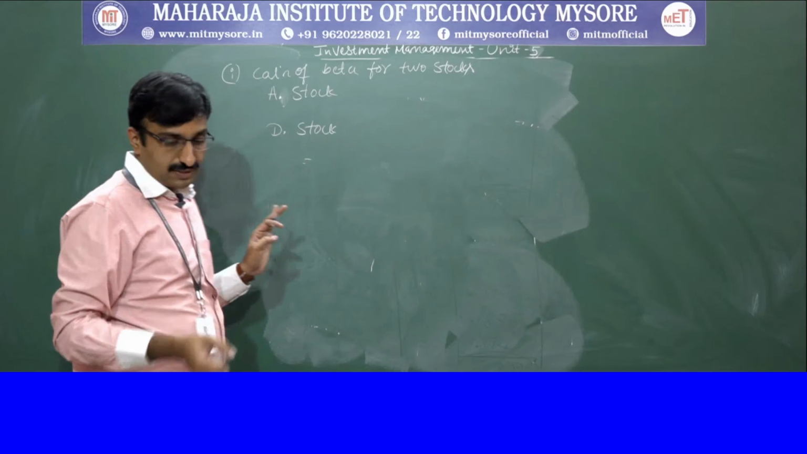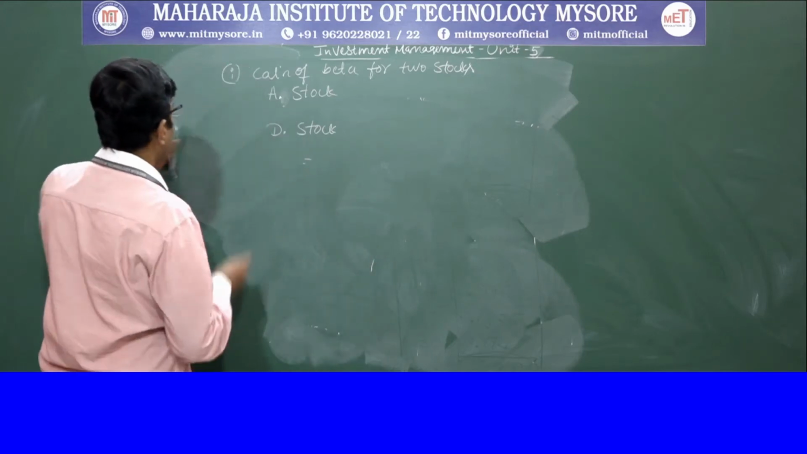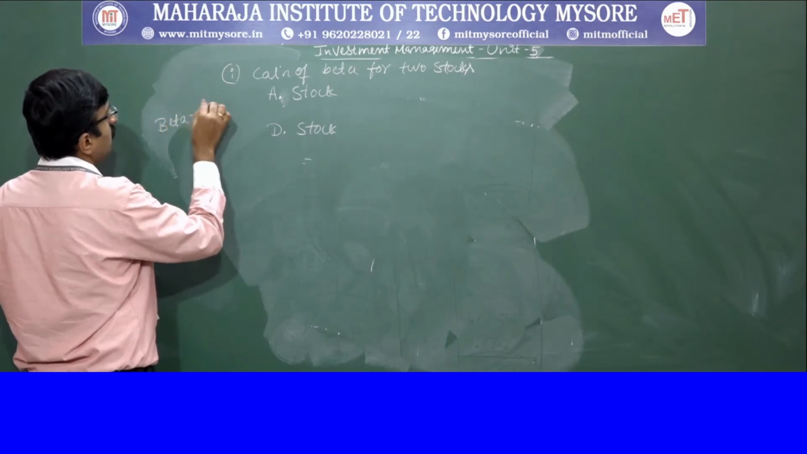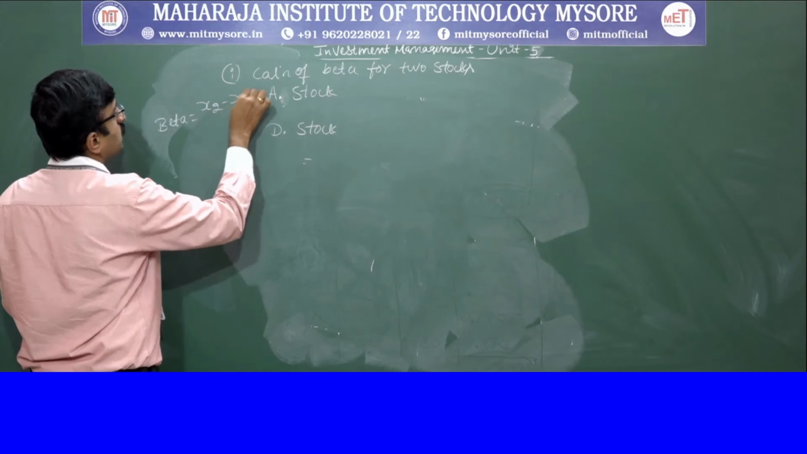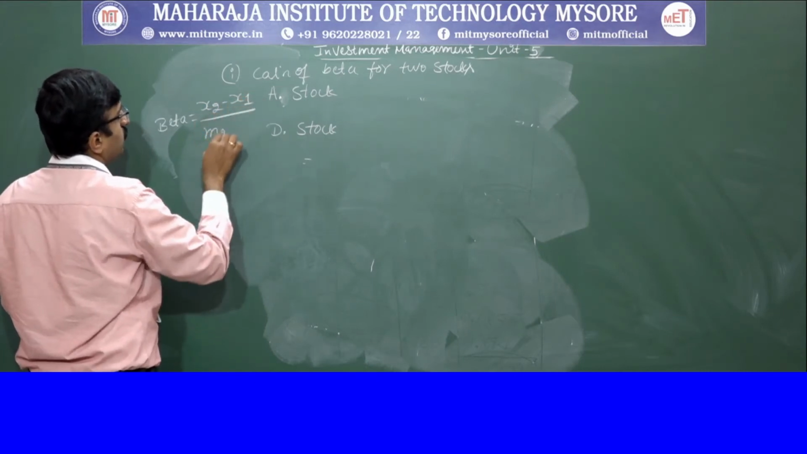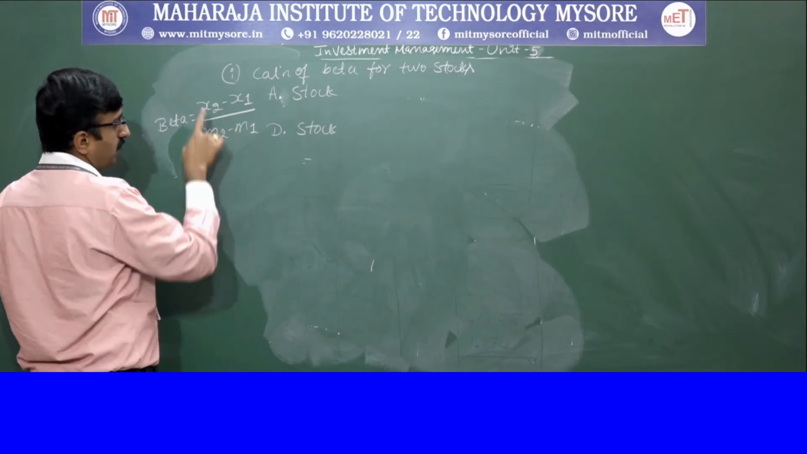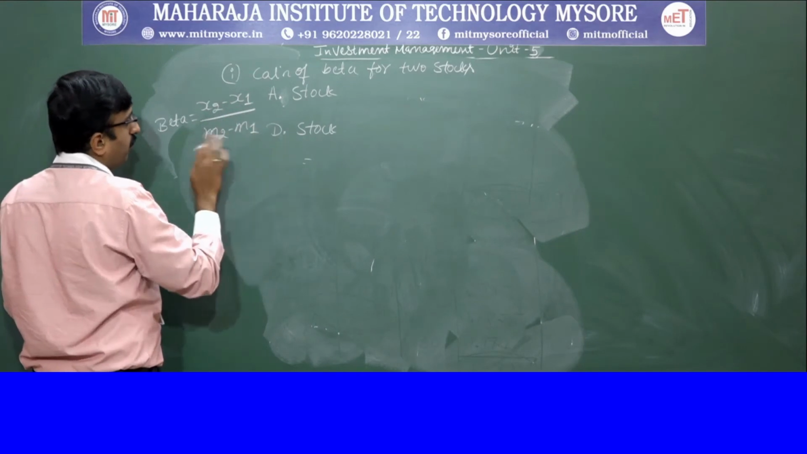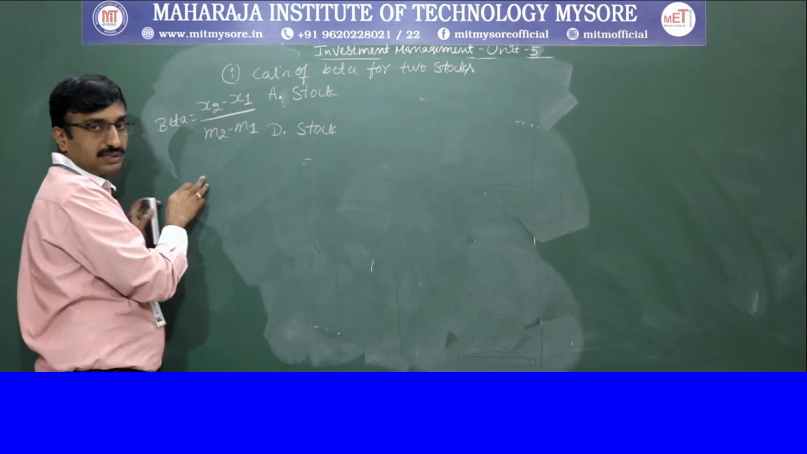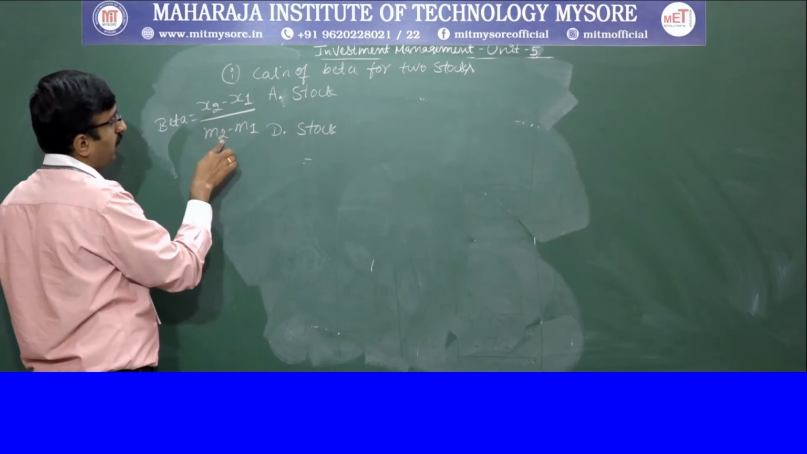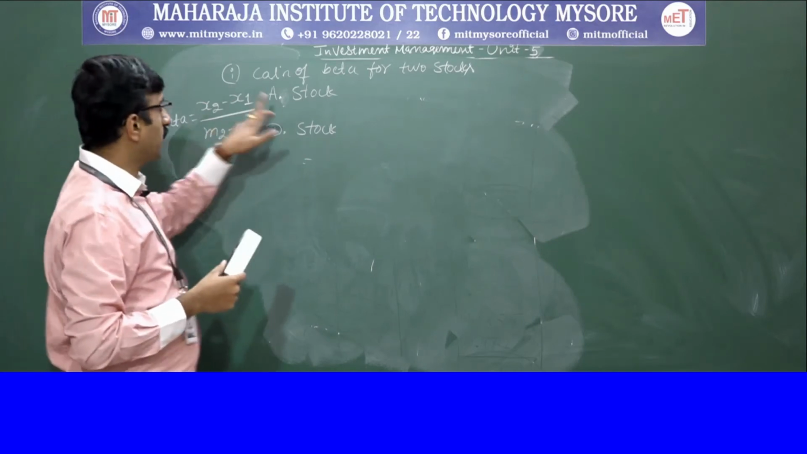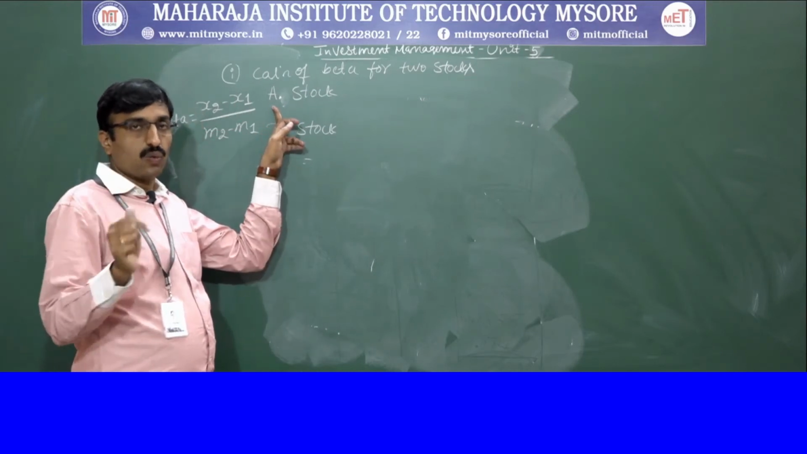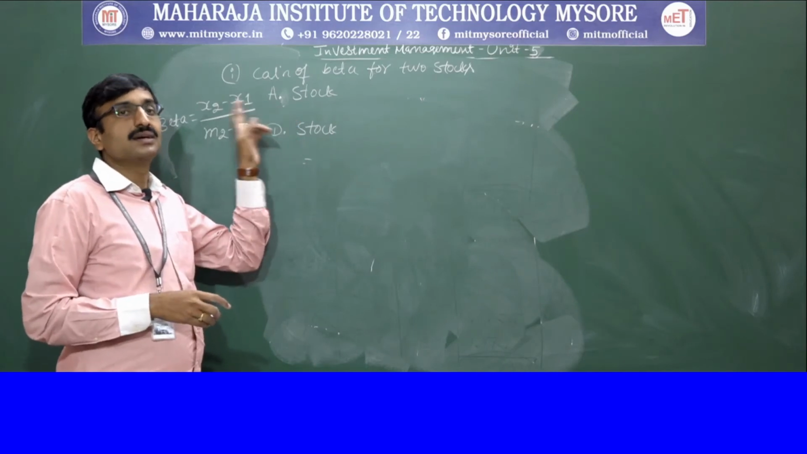I will write out the formula: beta is equal to x2 minus x1 divided by m2 minus m1. X means the particular stock, maybe A or B, whatever it may be, and M is the market return. Here x2 means go to the A stock, the second row in the problem. How much is it? That is 30%.